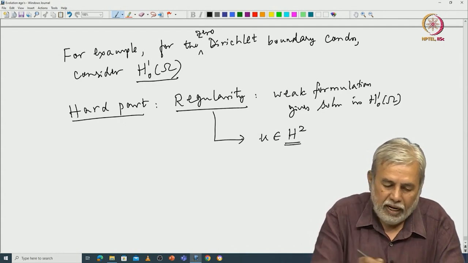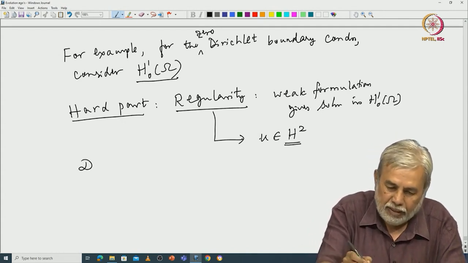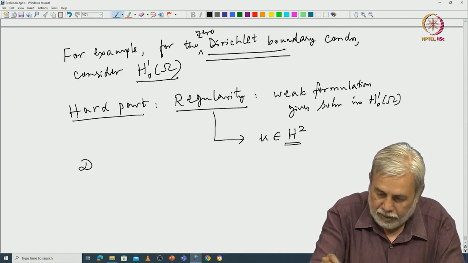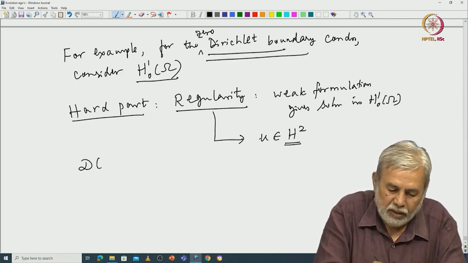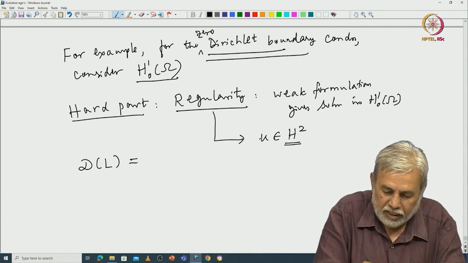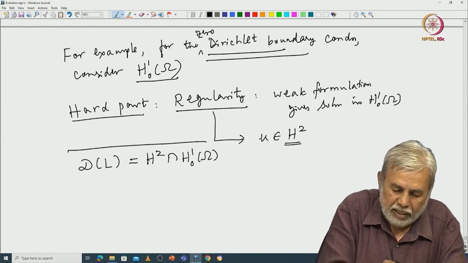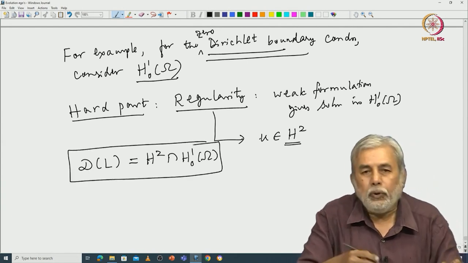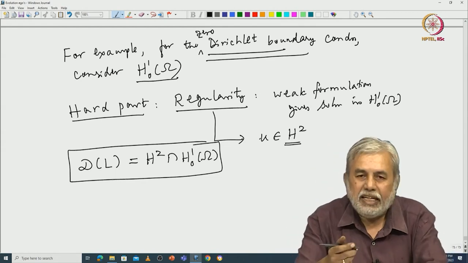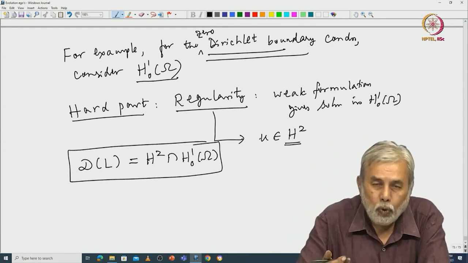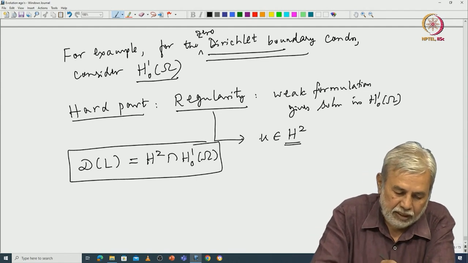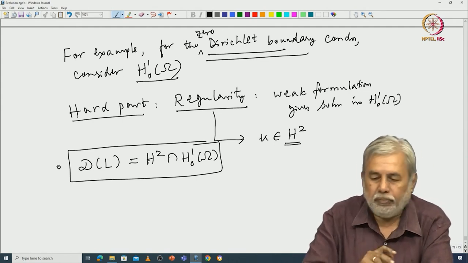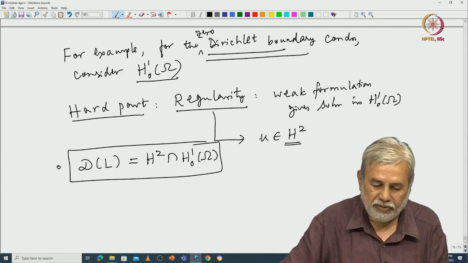So, the domain for this particular 0 Dirichlet boundary condition, we should consider this H1 0. Okay. So, with this domain, now we can show that L is a densely defined closed linear operator. Okay, so that part is fine.